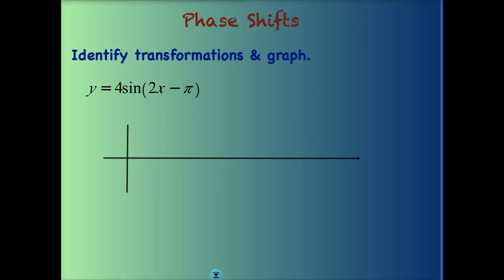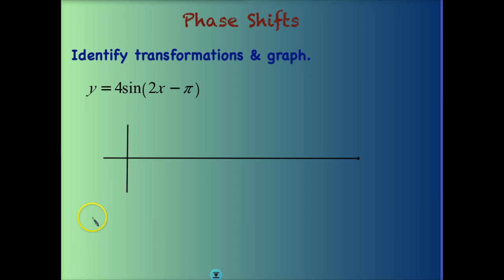Notice that this looks pretty familiar, except that normally when we see a phase shift or horizontal shift left or right, our coefficient of x has always been 1. So when we see a function like this, we're going to need to treat it a little bit differently in order to pull out our transformations and graph. So how do we graph this? The first step is to identify our transformations.